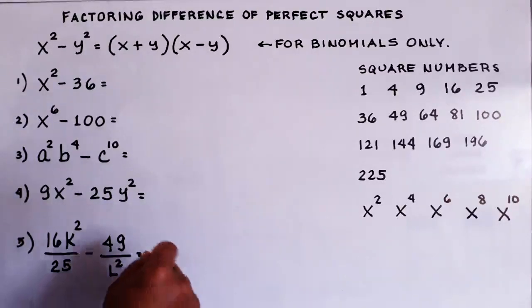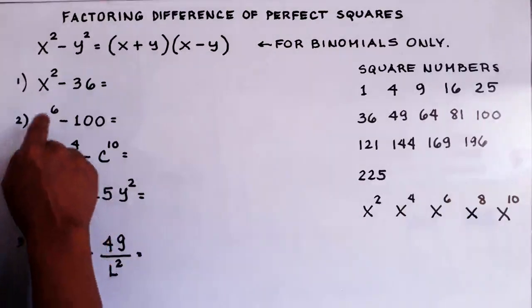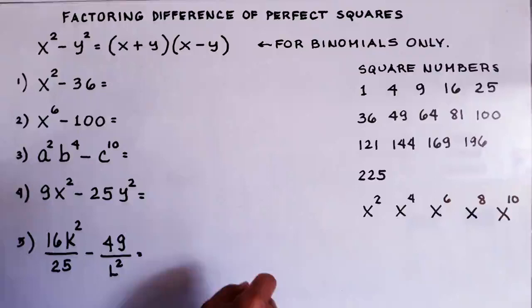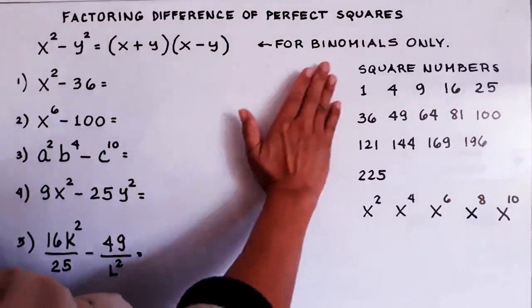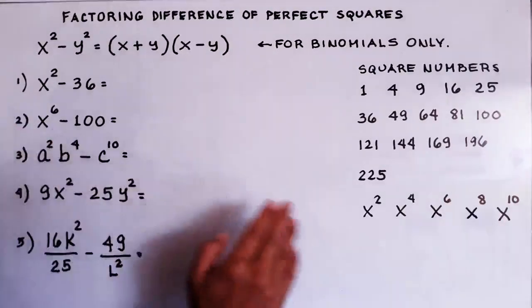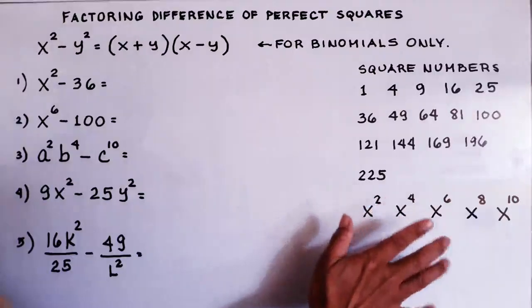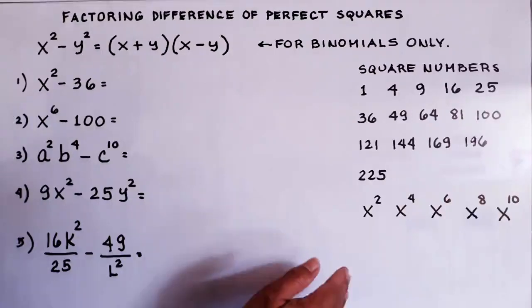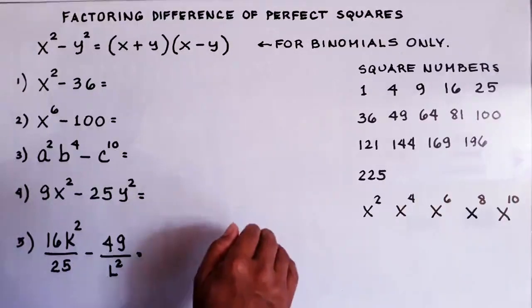Now, if you don't have any common monomial, then you can proceed to look if these binomials are perfect squares. What do you mean by perfect squares? We have perfect square numbers here, and we have perfect square variables here. I just put x, but it doesn't mean we use the letter x only. You can use x, y, z, A, B, C, or any letter of the alphabet.